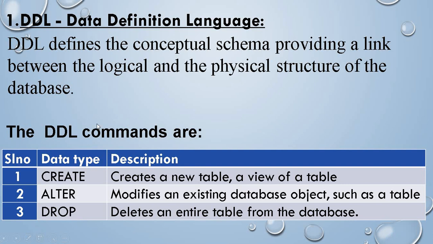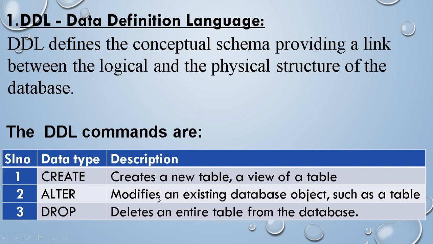The different commands used in DDL are the create command, alter command, and drop command. The create command is used to create a new table. A new table will be created, but no values will be inserted in that table. You have a syntax for creating a table.